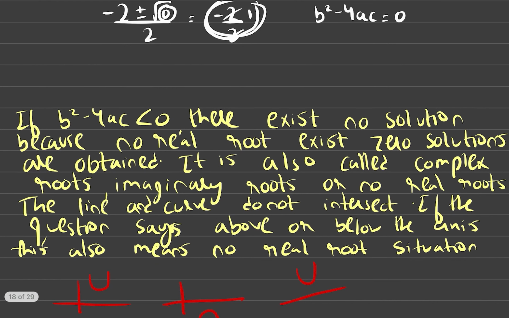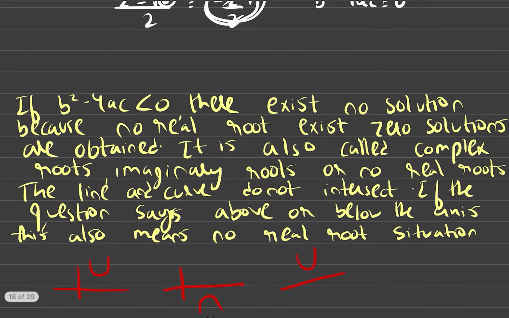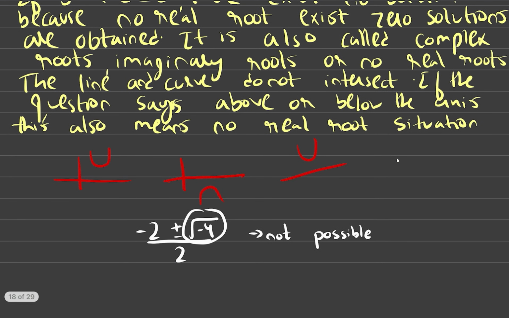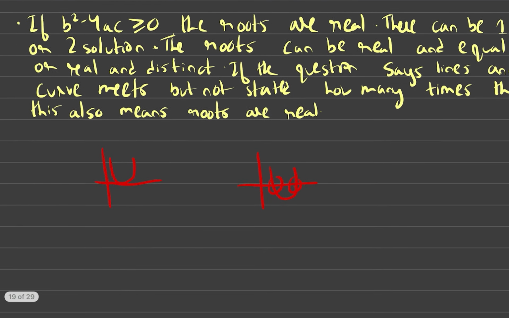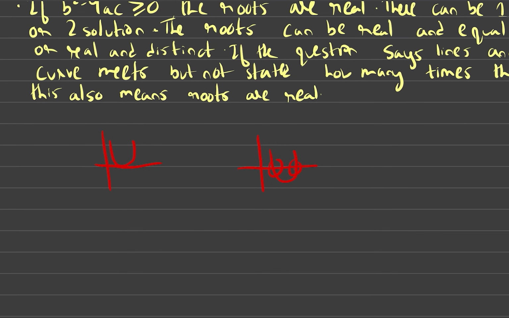Or if the examiner says no solution, no real root, lies above the axis or below the axis, in that case it's b square minus 4ac less than 0. Now comes the point where actual confusion arises. Sometimes the examiner leaves you in a situation like this, line and curve meet. So are you sure whether it's meeting once or twice? No.